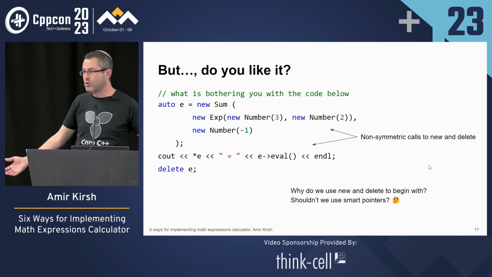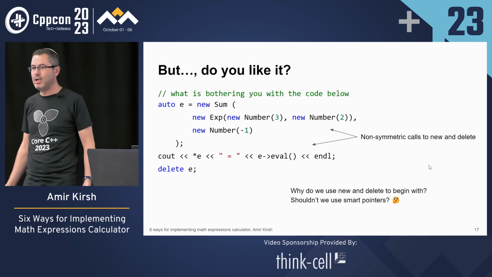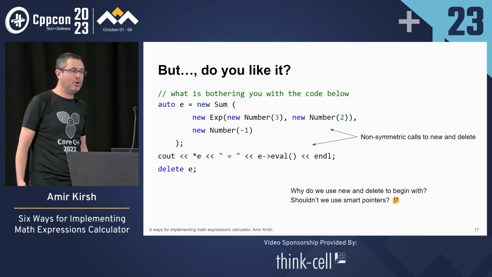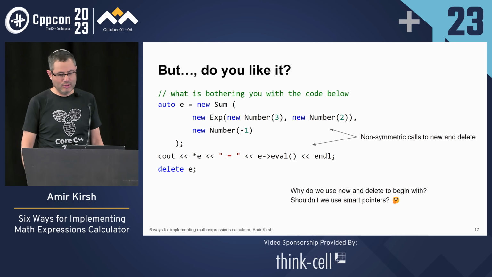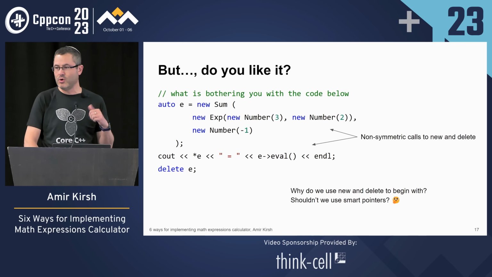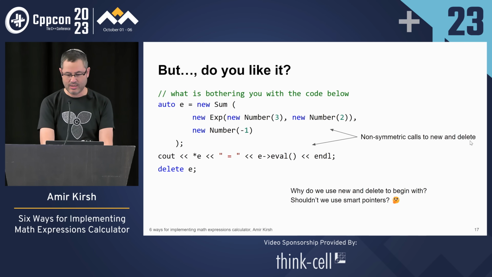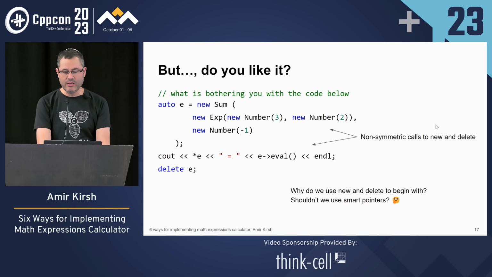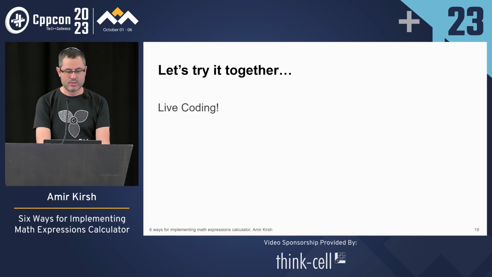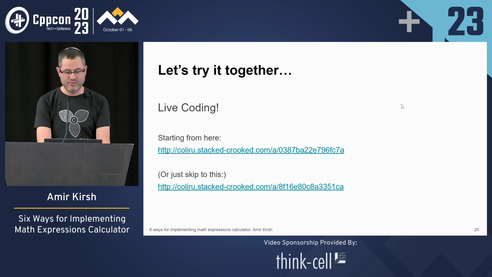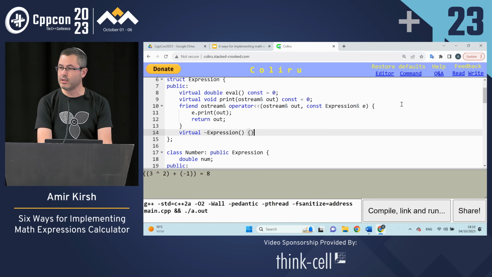And the other thing is, why should you call new and delete to begin with? Shouldn't we have the rule of no new and delete in user code? I mean, don't do that. Don't use new and delete if you are in C++11 or above. So I think we are aiming for something that would be using smart pointers. So let's go for unique_ptr. So I think that, again, we can do some live coding. Maybe we can even continue from the previous one. Okay? So this is where we stopped.